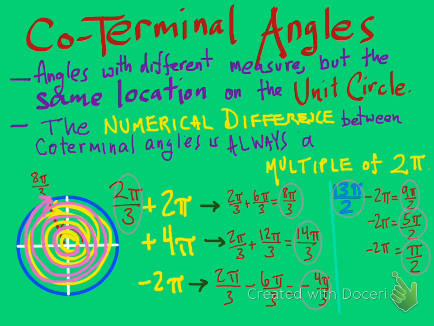So all you have to do is subtract multiples of 2 pi from something to find another coterminal angle. And that's really all there is to that.